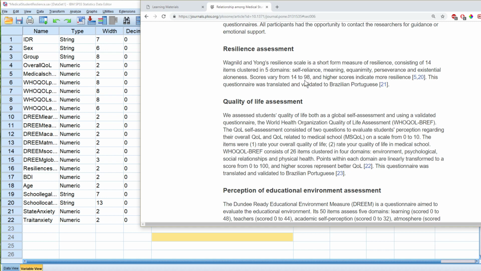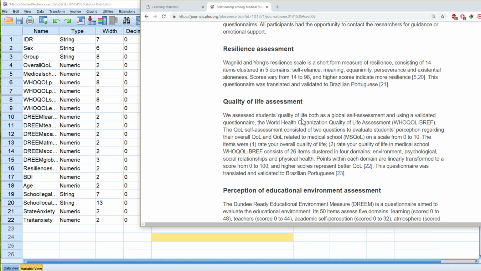Interesting. I wonder why that is. Consisting of 14 items, maybe you can't score lower than zero. How odd. So it's 14 to 98. So probably in practice a similar range to this one. And higher scores equal more resilience. So for both of them, the higher score is the better.